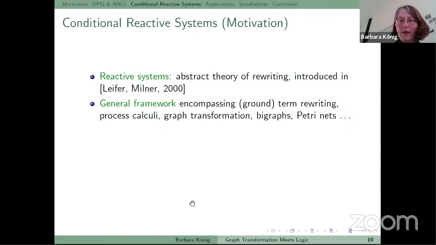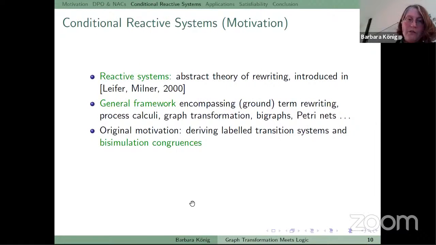So this is a very general framework. It encompasses term rewriting, process calculi, graph transformation, bigraphs, Petri nets, whatever. Everything you want to rewrite, you can probably rewrite in reactive systems. And the original motivation of Leifer and Milner was that they wanted a rewriting framework that produces unlabeled transitions, and to derive labeled transitions from this. On top of that, they define bisimulations and behavioral equivalences, in such a way that the equivalences you get are congruences, preserved by contextualization.